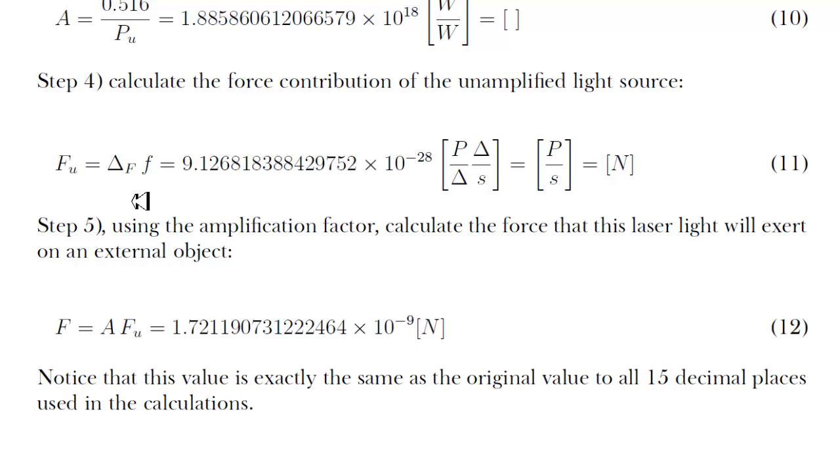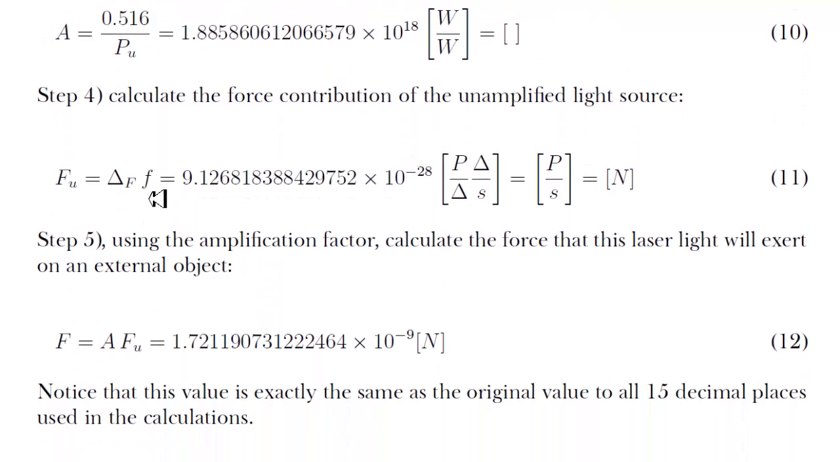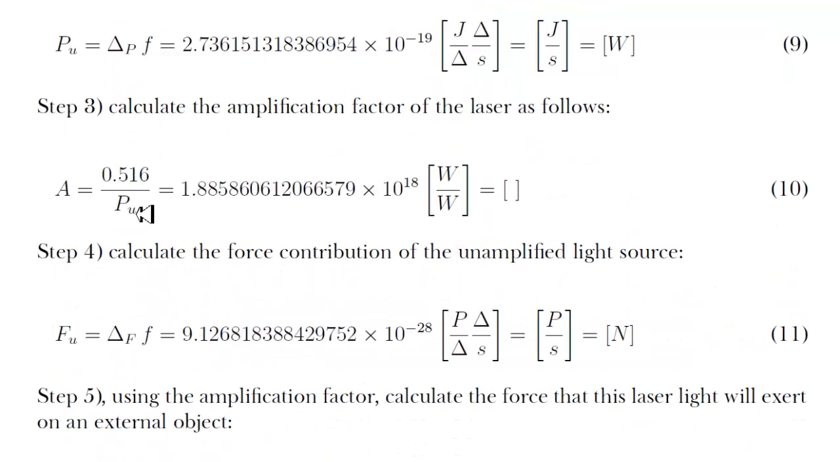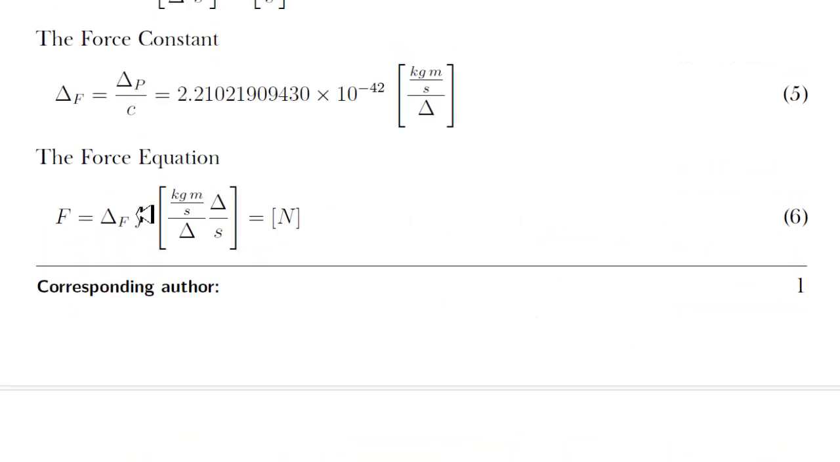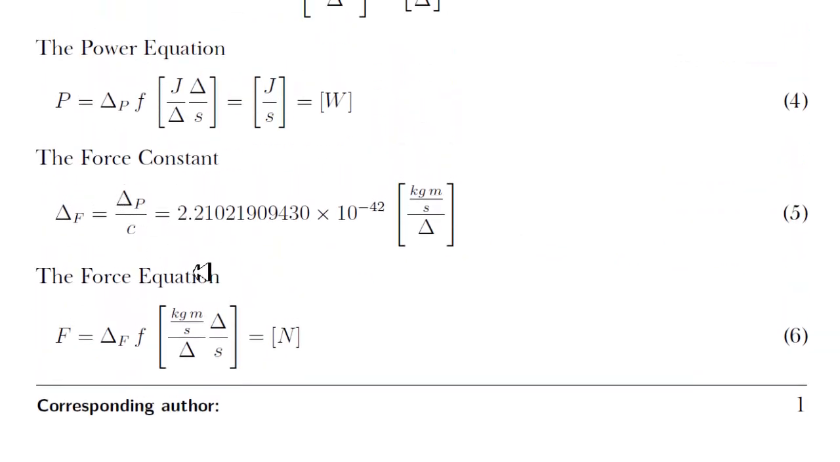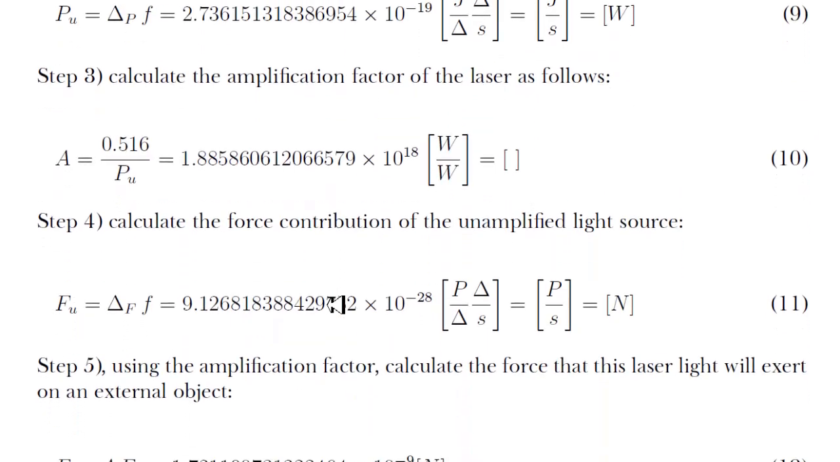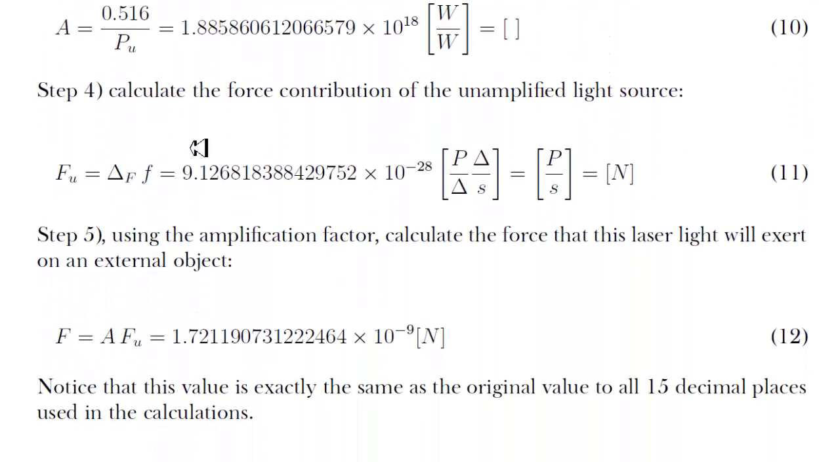So first of all, we're going to be using the quantum of force, which we talked about up here, which is the power divided by the speed of light. Okay, so step 4, we're going to calculate the force contribution of the unamplified light source, the force associated with one turn. So this is the constant. The force constant is the force contribution of one photon.